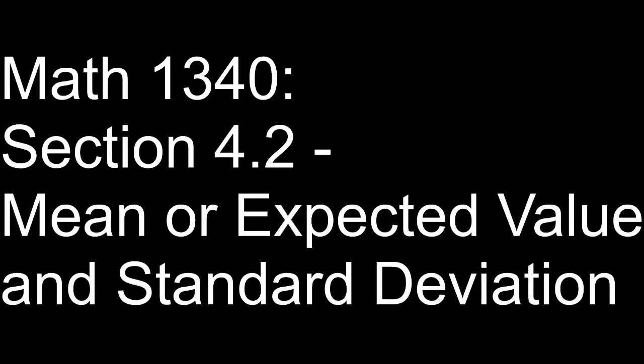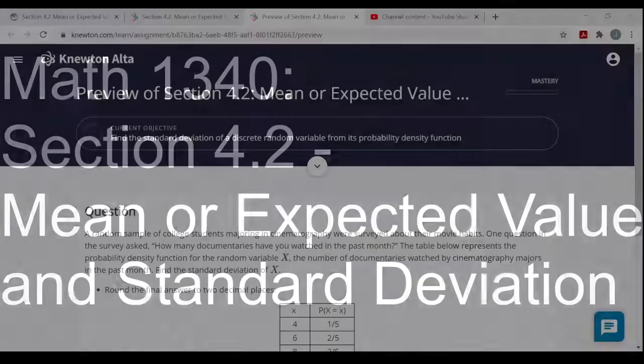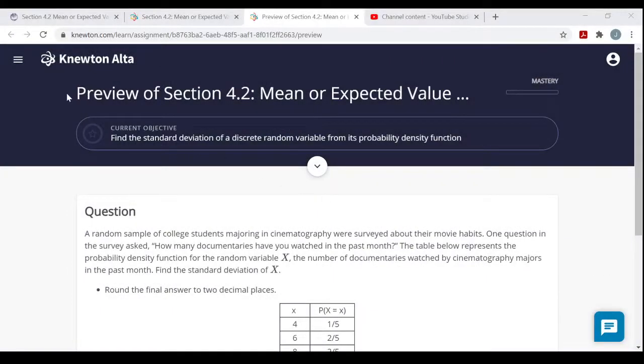Section 4.1, you were introduced to discrete random variables. This is on finding the mean value or expected value of a discrete random variable, and then also the standard deviation, a measure of spread of the values of a discrete random variable. So here's a preview of the section.